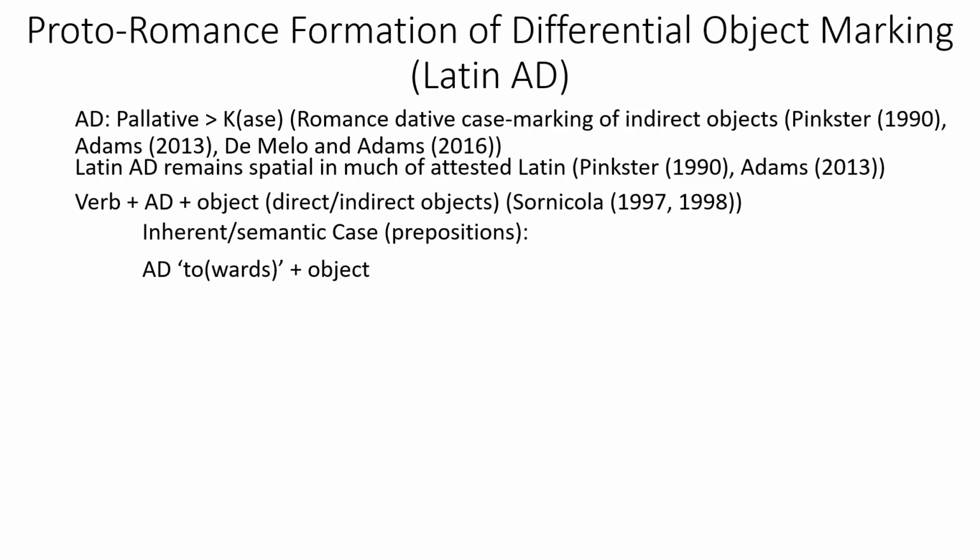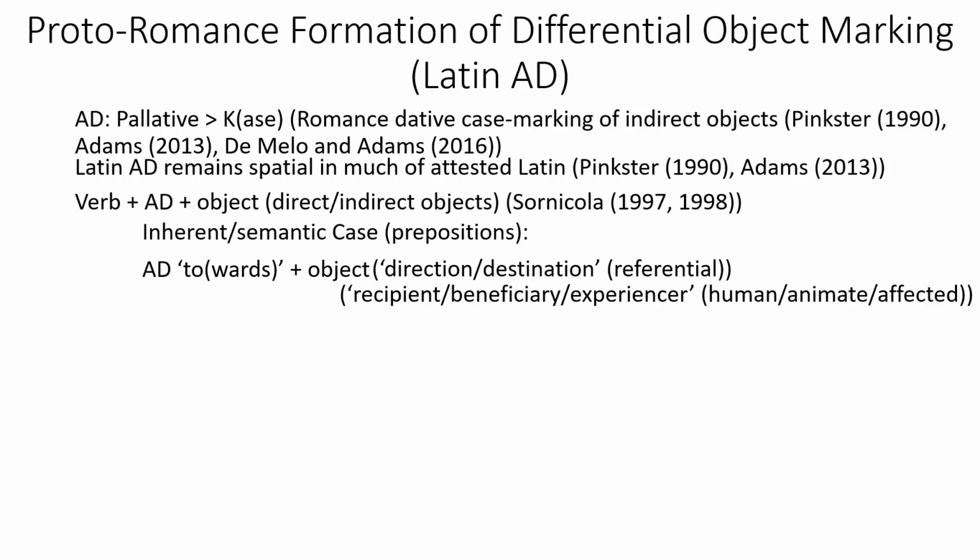In the case of ad, it means towards. It selects objects that denote direction or destination, and this is of course necessarily referential, because direction and destination are highly deictic. There are also some examples where ad selects human or animate types of objects, such as recipient, beneficiary, and experiencer, where ad seems to come to compete with morphological dative. And here the object is animate.